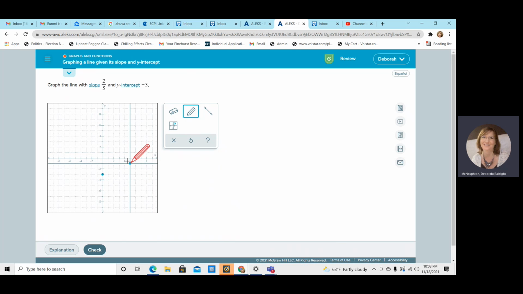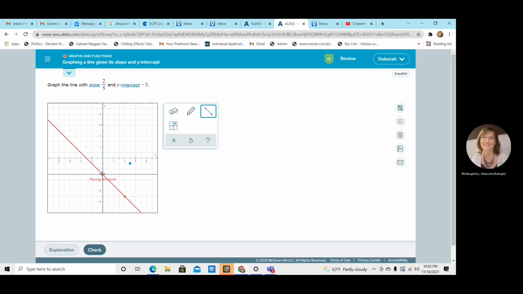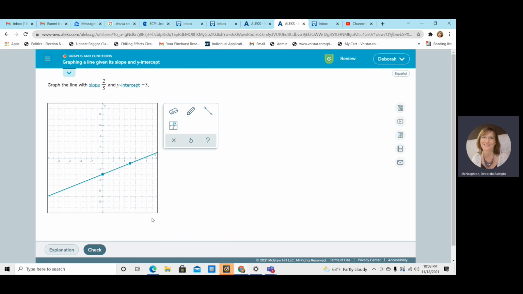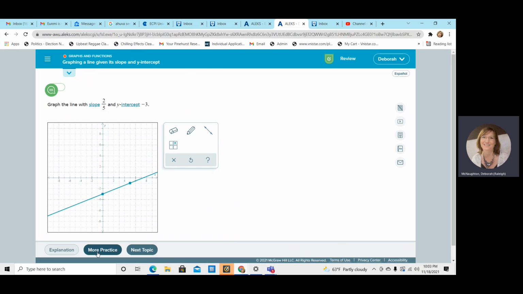But anyway, basically you can start with any point on the graph. That's why this is a point on the graph. So I can start at any point on the graph, and the slope will give me another point. So let's go ahead and connect these. You have to click on each point like that, and that's how you connect them. And then we can check.